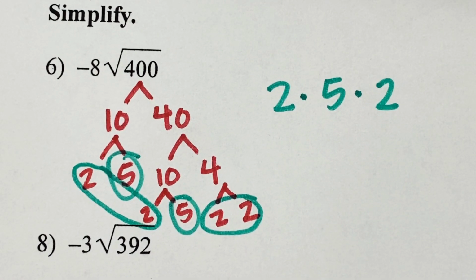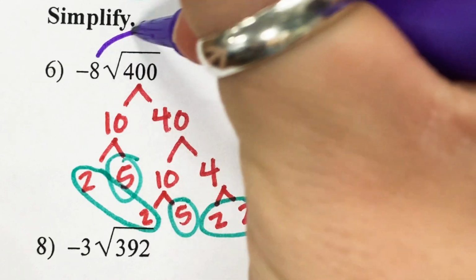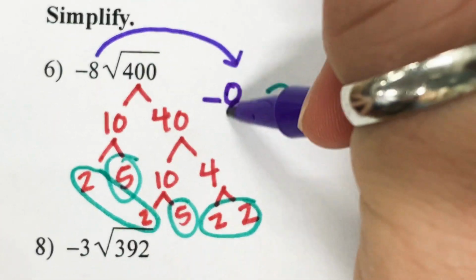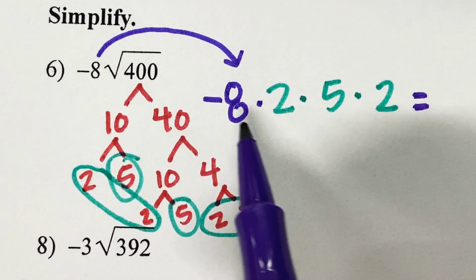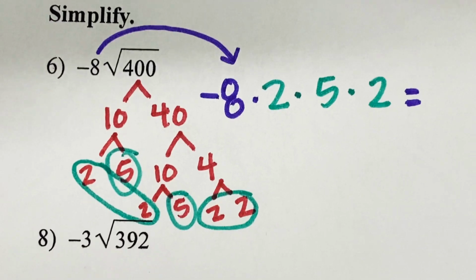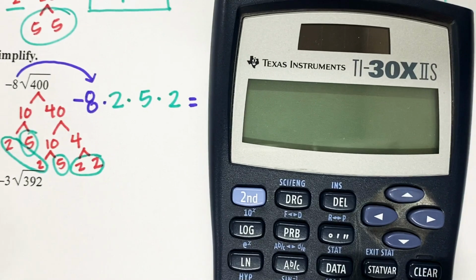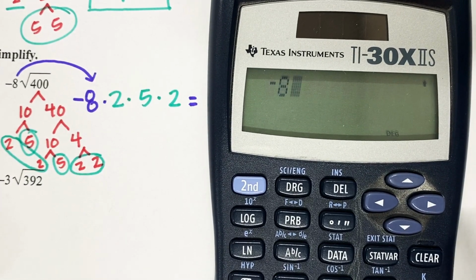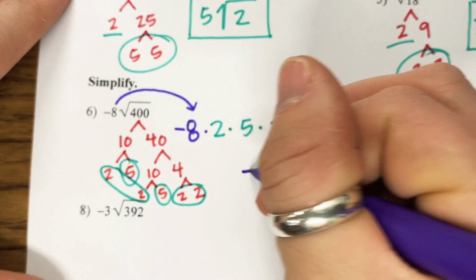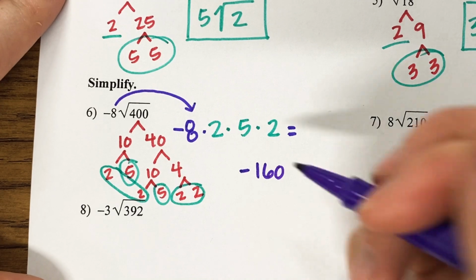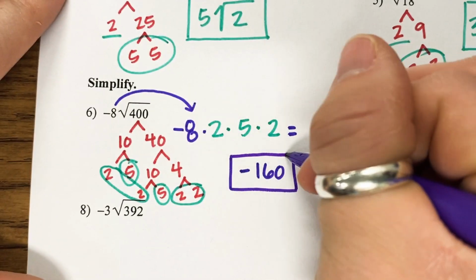Okay, but we're not quite done yet because remember, there was a number that was already out there. It also needs to be multiplied. So in your calculator, we can put -8 times 2 times 5 times 2. If you want to do this in your head, you're more than welcome to as well. But in my calculator, I'm going to do -8 times 2 times 5 times 2. And that's going to give me -160. So my final answer for number 6 is -160.